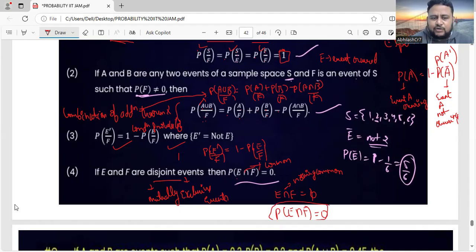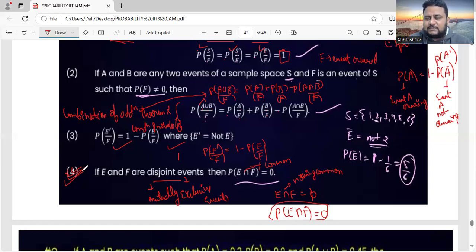This is a very, very important point, a highly important property. Make a note of it. Okay, friends, so this is it for today. In this morning session, we discussed conditional probability basics, solved some examples based on conditional probability, and then learned these 4 properties.